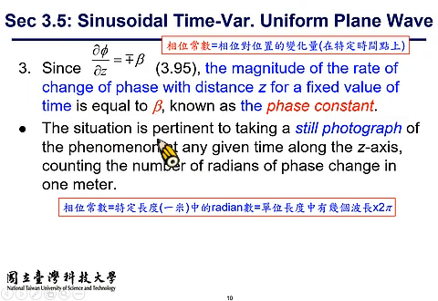The situation is pertinent to taking a still photograph. So if you take a picture of the propagating wave in space, you can calculate for a specific distance, say 1 meter, how many 360-degree phase variations appear in 1 meter.